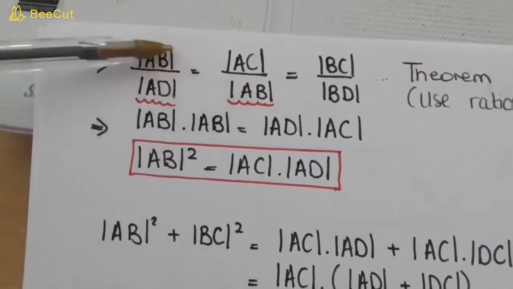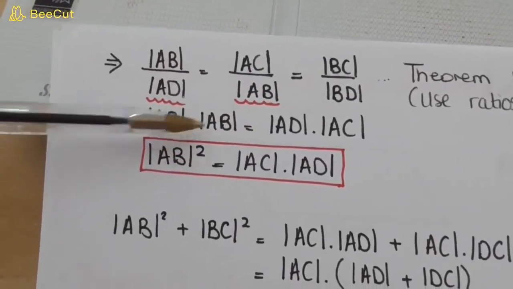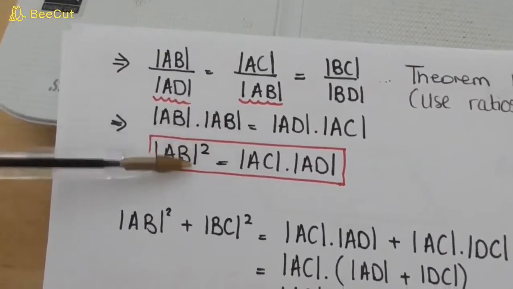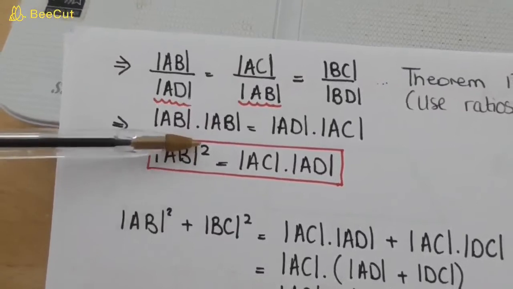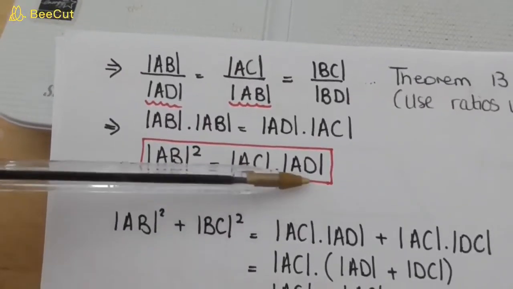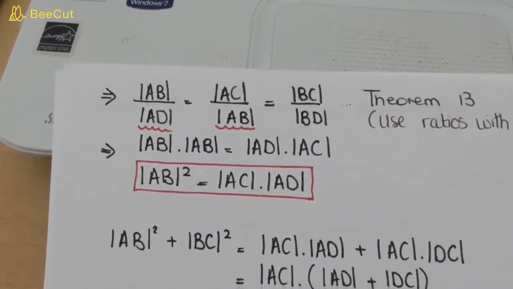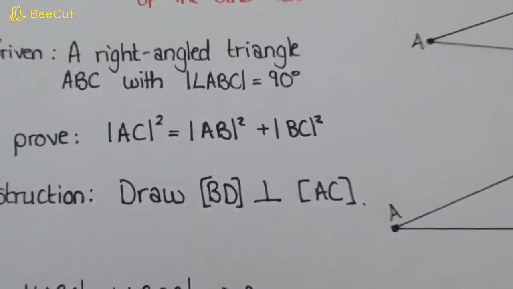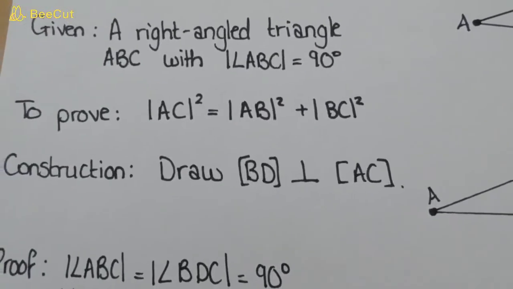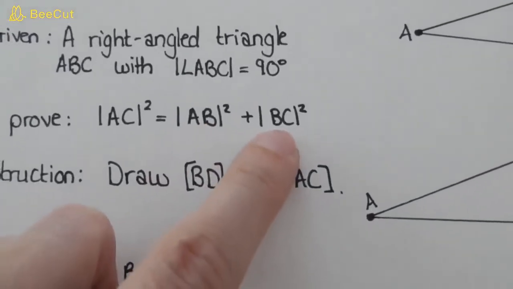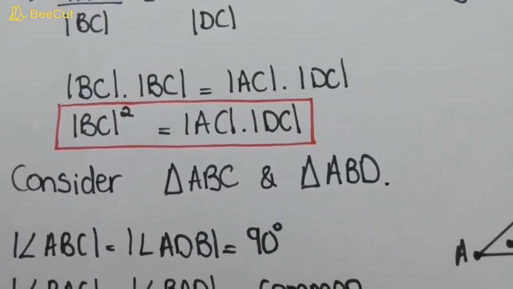So it's going to be AB multiplied by AB is equal to AD multiplied by AC. AB by AB is AB squared. So AB squared is equal to AC multiplied by AD, and I've put that in a box. Now, remember what I am trying to prove. Back at the beginning of my proof, I was trying to prove that AC squared is equal to AB squared plus BC squared. Well, I know what BC squared is because I did it down here, and I put it in a box. There's BC squared.